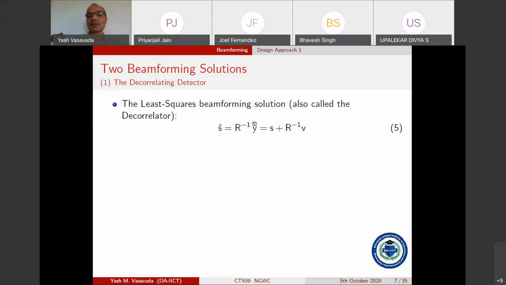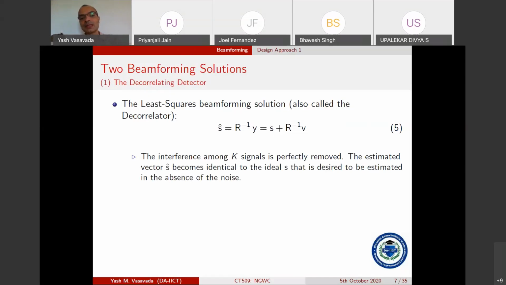Y has correlation present between different elements of S, and that correlation is coming because of this correlation matrix R. By doing R inverse, we are breaking apart those correlations so as to get the original vector S back. Another way to say is that the vector Y, or in general vector X, is suffering from interference. And now by doing this operation, we have actually perfectly removed the interference. This S, we have recovered completely back.